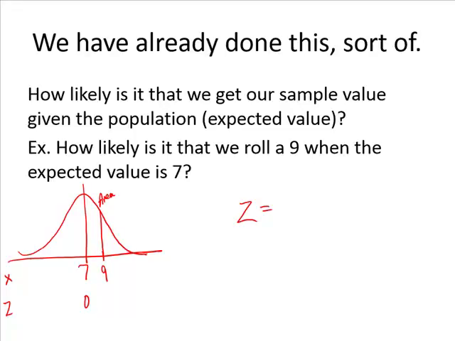So what should I put first, the 7 or the 9, if I'm subtracting these? Why? What kind of a z-score am I going to get? A positive one, right? Because it's on this side of the number. Okay. 9 minus 7.